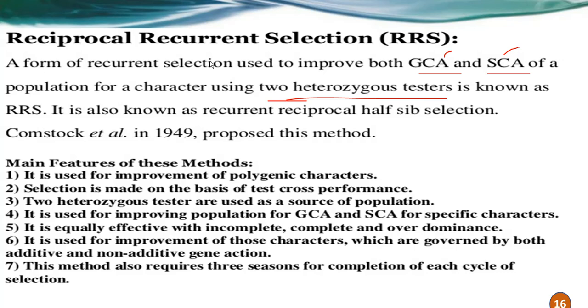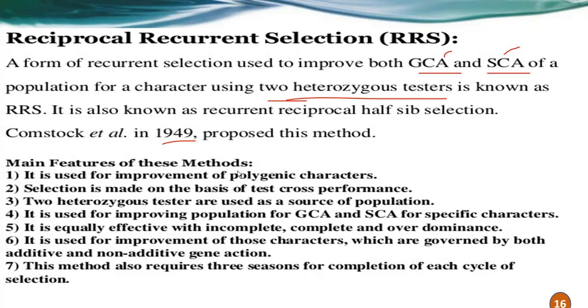And thus it is called reciprocal recurrent selection. It is also known as recurrent reciprocal half-sib selection, and it was given by Comstock and co-workers in 1949.